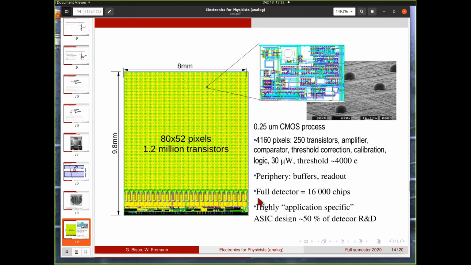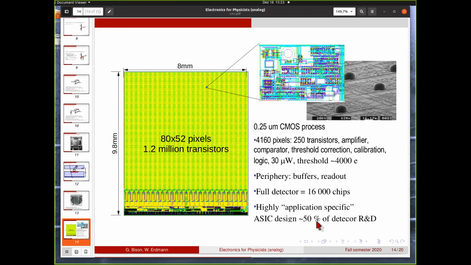For the full detector, we had to make 16,000 of these chips. So if you go to a commercial vendor and ask them to develop a chip for you, for which you need 16,000, they will typically laugh at you because in industry chips are usually produced millions of times. So these we obviously had to design ourselves with very specific requirements for our experiment. Had to be radiation hard and all that. And so designing this ASIC for us was about 50% of the R&D time of the detector.